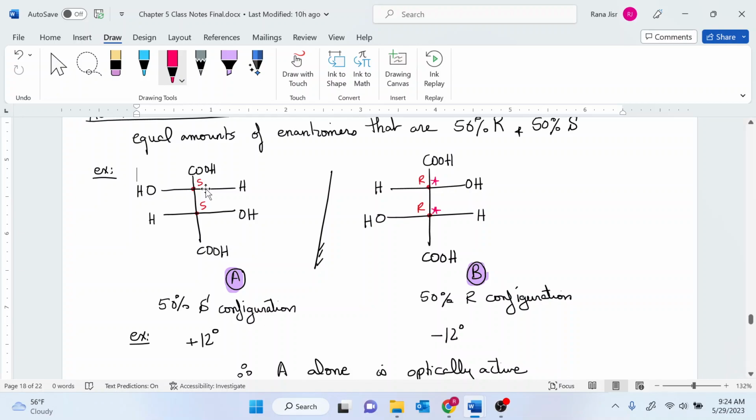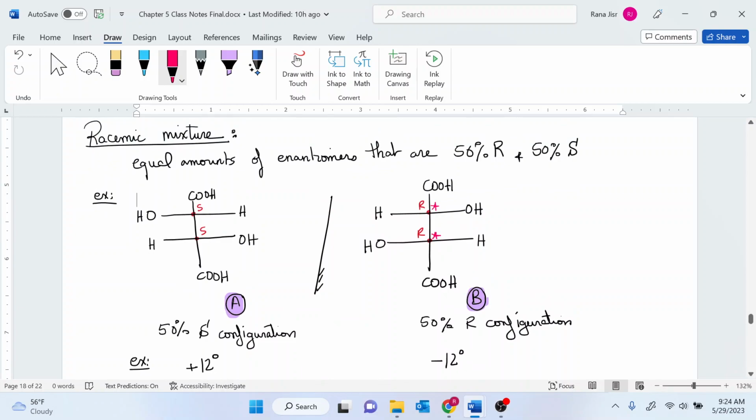However, if I have A, which is 50% S, and B, which is 50% R, and I combine those two together, the plane of polarized light will rotate 12 degrees to the right and 12 degrees to the left. So it's as if it did not rotate at all. If you combine the plus 12 and the negative 12, it will be 0. That makes the plane of polarized light for this mixture, A plus B, stand in its place and not rotate either to the right or to the left. So we call this mixture an optically inactive mixture, and that mixture is called a racemic mixture.